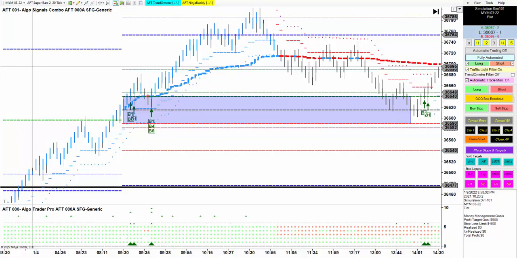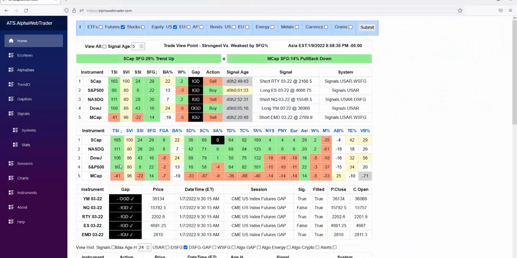So there's a couple of filters that we take a look at before the market opens that give us a heads up if that might be a good high probability trade or if we should stay out. So this is alphawebtrader.com. Now the beauty with Alpha Web Trader, this is the home page here. It has a lot of data, right? Probably looks a little bit confusing.